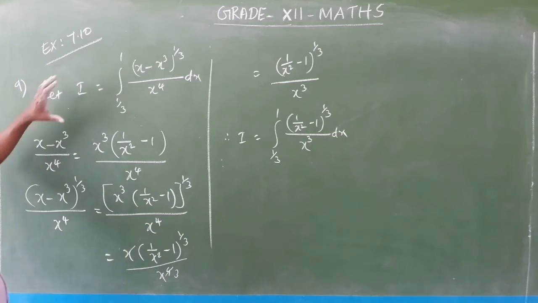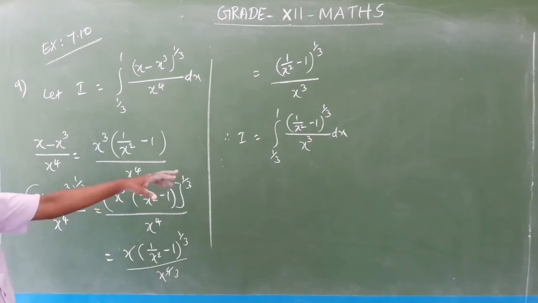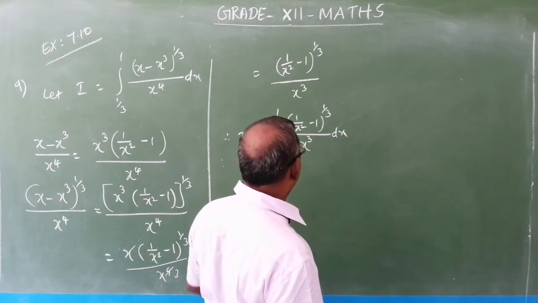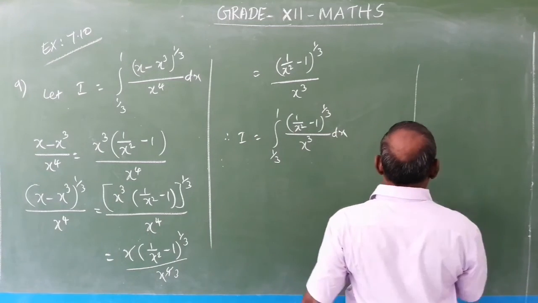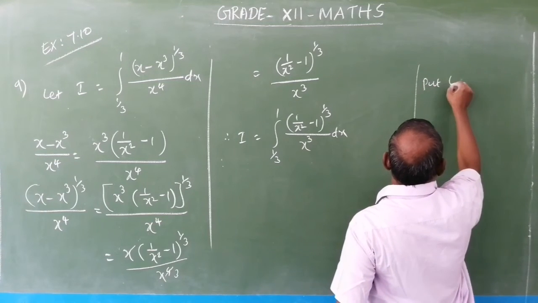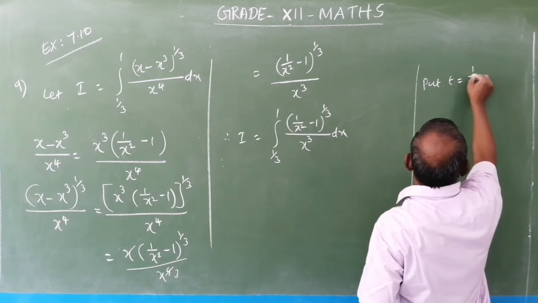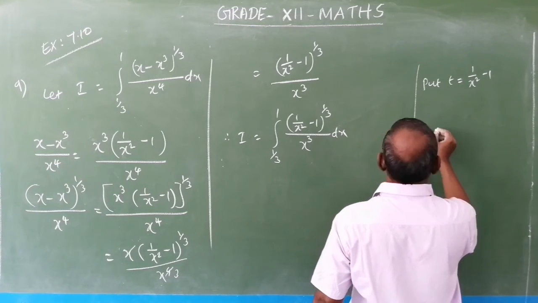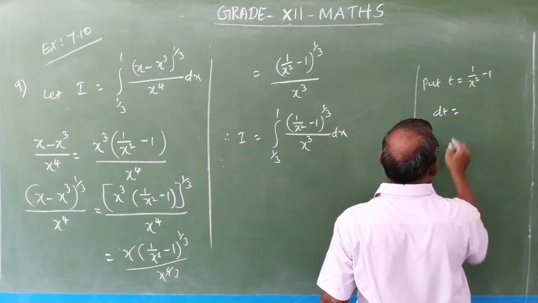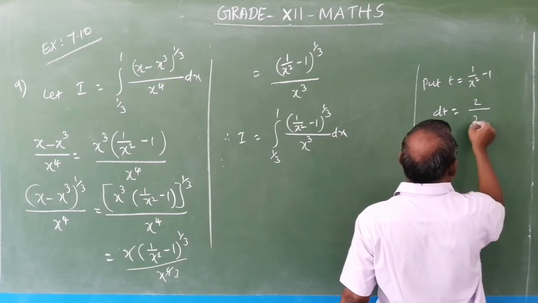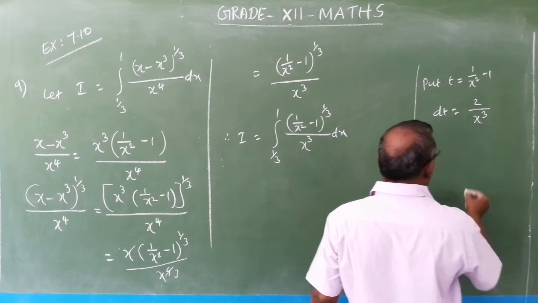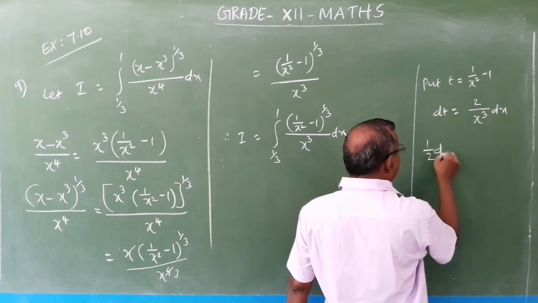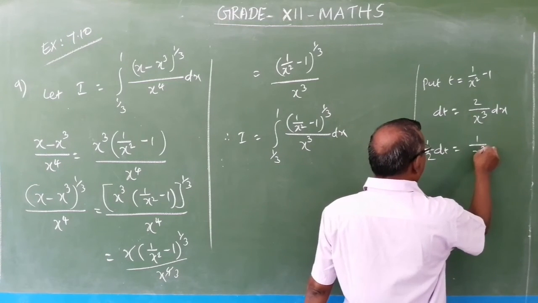So, the entire term in the simplest form we can write as (1/x² − 1) divided by x³. Now, we need substitution. Put t equal to 1/x² − 1. Differentiating, dt equal to 2/x³ into dx, or 1/2 dt equal to 1/x³ into dx.